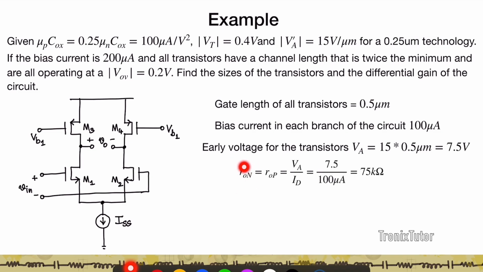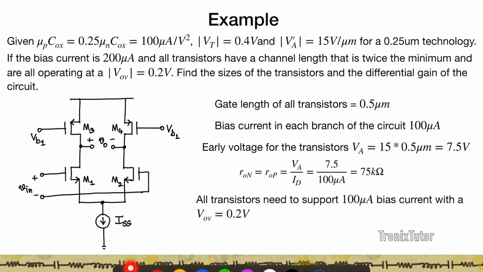And so therefore I can talk about the RO for both M3 and M1, which is RON and ROP. Again, both are equal because the early voltage is equal and because the bias current in both these transistors are equal. Remember, M1 and M2 are matched, M3 and M4 are matched. Therefore, the RO of M1 is going to be equal to the RO of M2. The RO of M3 is going to be equal to the RO of M4. And otherwise, I'm shorthanding this to say RO of the NMOS and RO of the PMOS. So the RO of the NMOS and the PMOS are equal, given by VA by ID, or 75 kilo ohms.